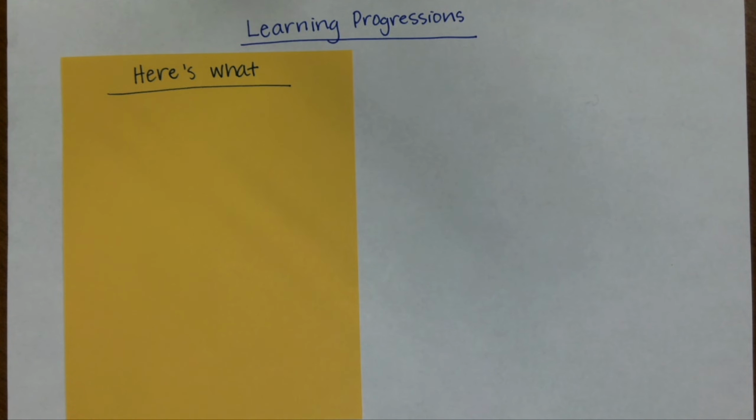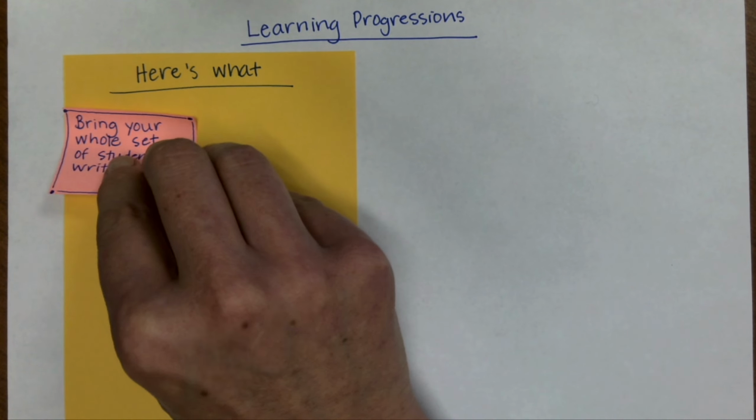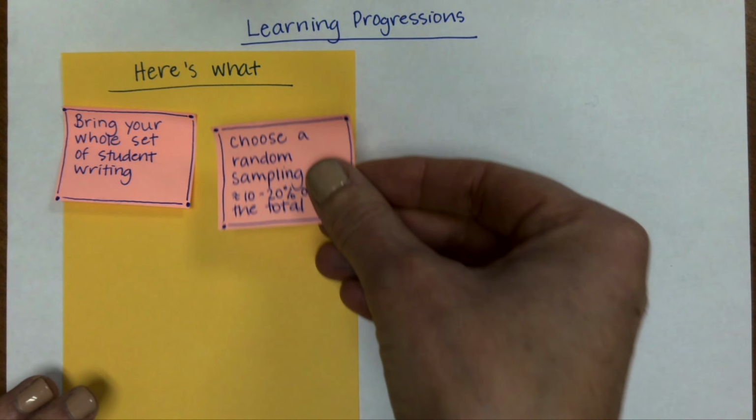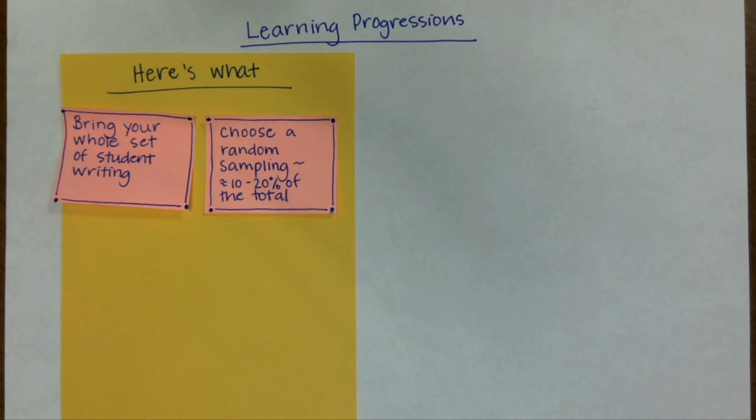So the first thing you'll want to do is have a whole set of student writing. It's tempting sometimes to only look at the best, but by doing so, you're not getting the full range of what your students are capable of doing. From that whole set, just choose a random sampling. You're aiming for 10 to 20% of the total. So if you're sitting with colleagues, then you're looking for 10 to 20% of the total of all of your papers together.